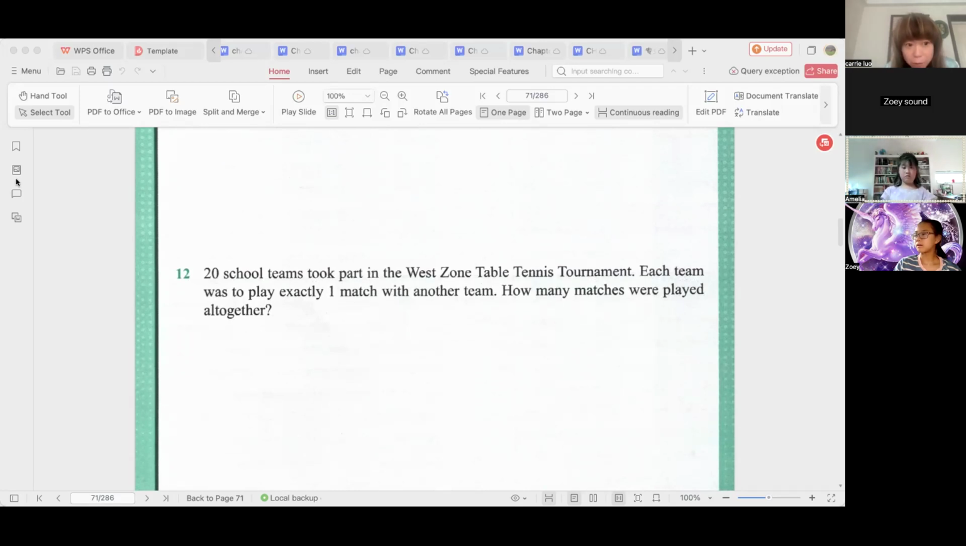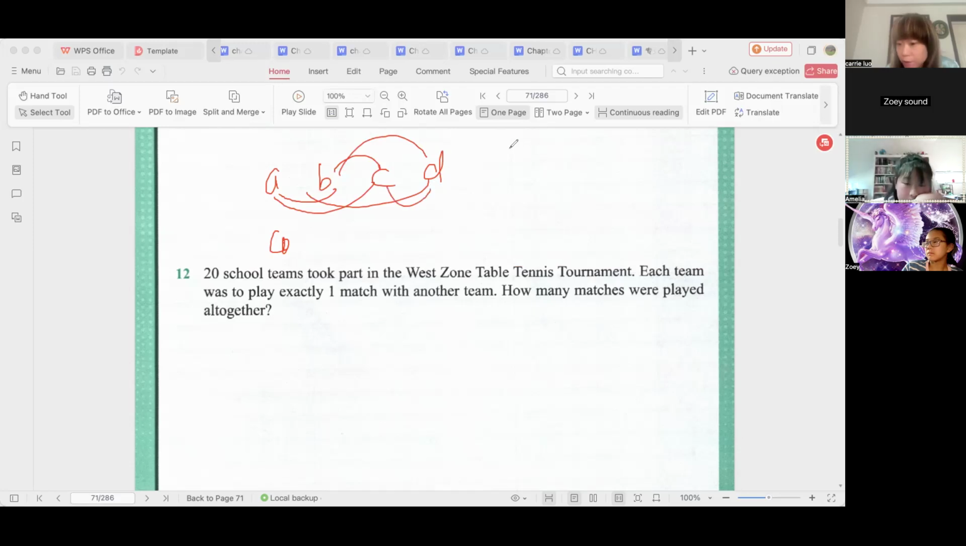If you don't understand this question, I can help you a little bit, okay? For instance, there are 4 people, so A, B, C, D. Each team needs to play exactly one match with each other. So the first team will have 3 matches, then 2 matches, and 1 match. So 3 plus 2 plus 1 equals 6 matches together.